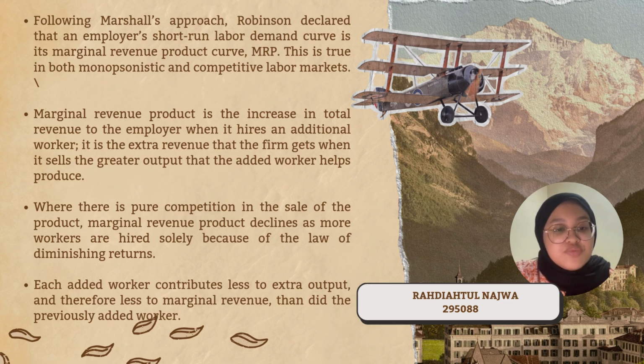produce. When there is pure competition in the sale of the product, marginal revenue product declines as more workers are hired solely because of the law of diminishing returns. Each aided worker contributes less to extra output and therefore less to marginal revenue than did the previously added worker.